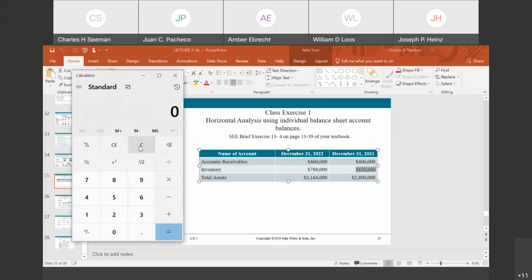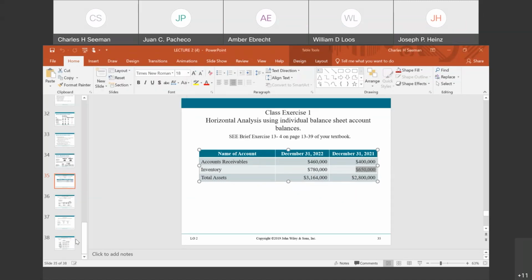And the last one, total assets, 3,164,000 minus 2,800,000 equals 364,000 divided by 2,800,000. We would say that total assets increased by 13%. So far, so good. It's pretty easy.